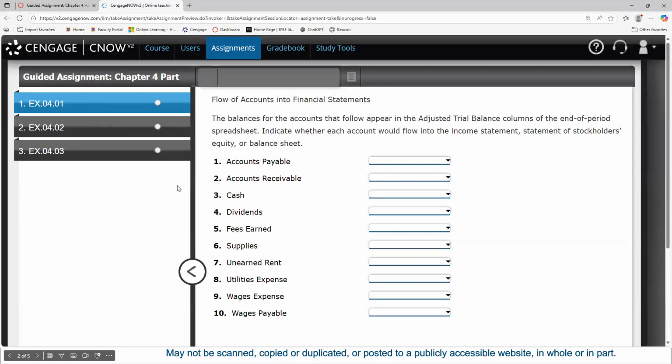All right. So this first question is like a review of things we've learned already. It gives the balances for the accounts that follow, which appear in the adjusted trial balance columns of the end-of-period spreadsheet. Indicate whether each account would flow into the income statement, statement of stockholders' equity, or the balance sheet. All right. So accounts payable, what kind of account is that?